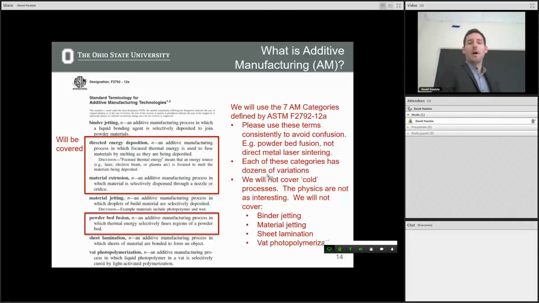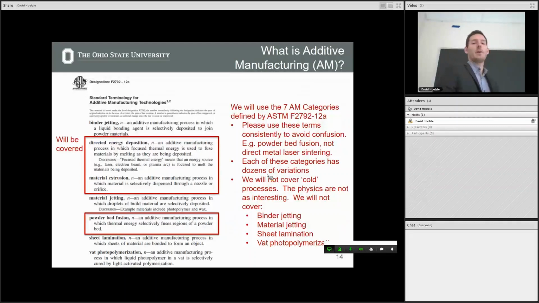So I think, given the composite of the class, I may add some things with sheet lamination, which I think would be interesting to a lot of the students in this class. So I may try to add some content from that field as well. But in general, we're going to be talking about the thermal processes in additive manufacturing.